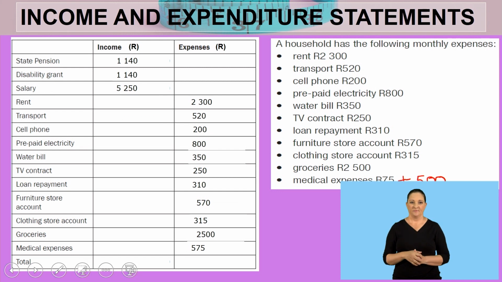We total this, you get 7,530 for income and 8,690 for expenses. So we can see, if we subtract the two now, that this particular household is in a deficit.